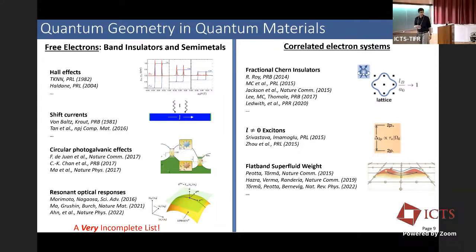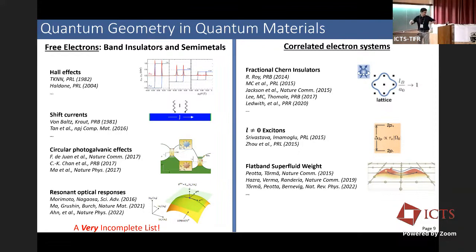And I should state that this is a very incomplete list. So there is much more work on this topic on understanding free electron optical interactions and optical responses from quantum geometric ingredients. In contrast, in correlated electron systems, the list is rather short. So there's been quite a bit of work on fractional quantum Hall analogs on the lattice, such as fractional Chern insulators, more recently excitons, and thinking about modifications of exciton energy levels and line shapes from quantum geometric ingredients. And very recently, there's been tremendous interest in trying to understand flat band superfluid weight, which is really, again, motivated by twisted bilayer graphene and the observed superconductivity.